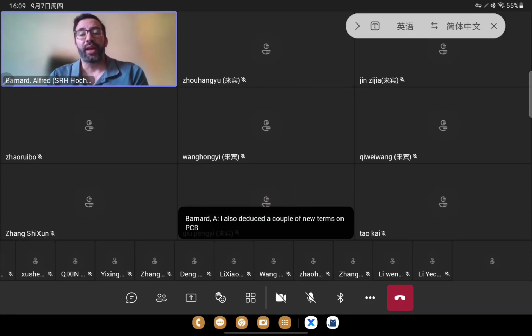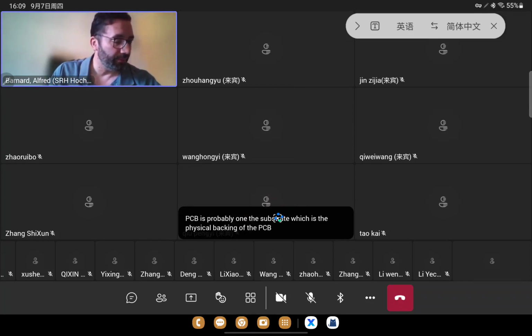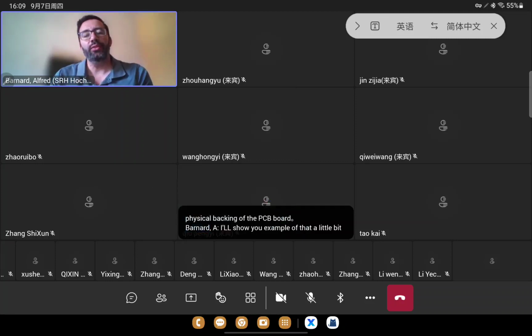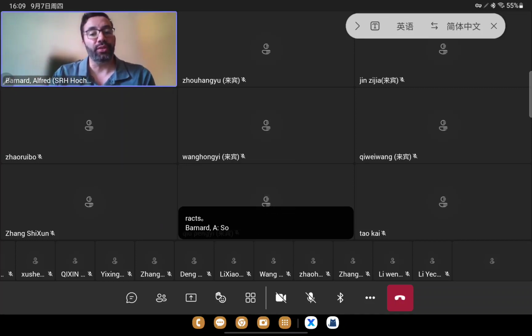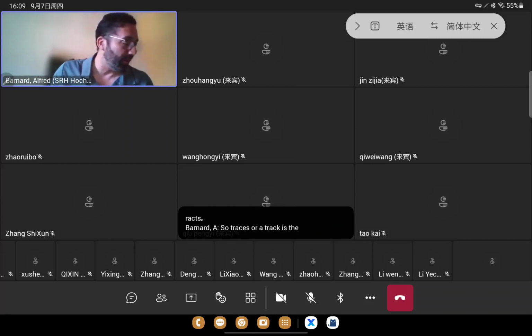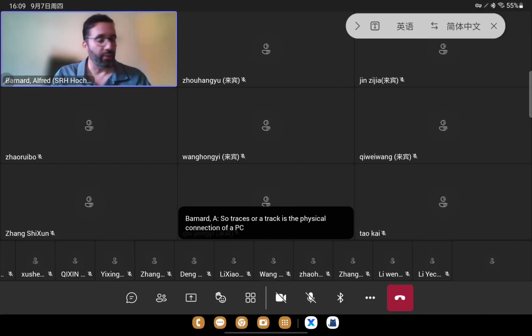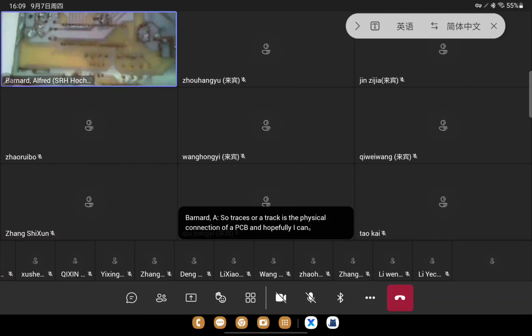Well, PCB is probably one. The substrate, which is the physical backing of the PCB board. I'll show you an example of that a little bit later. And then we also spoke about traces or tracks. So a trace or a track is the physical connection on a PCB. And hopefully I can show you this.